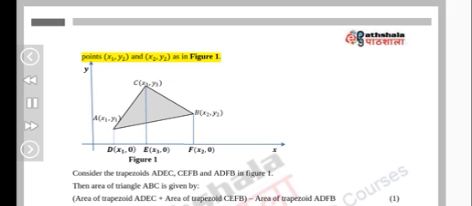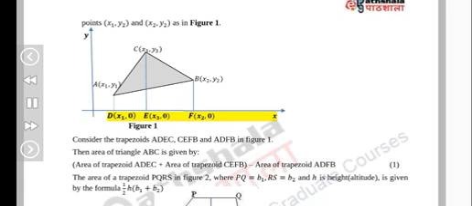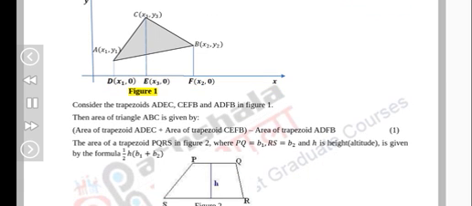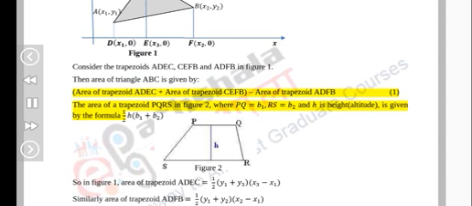points (x1, y1) and (x2, y2) as in figure 1. Consider the trapezoids ADEC, CEFB and ADFB in figure 1. Then area of triangle ABC is given by area of trapezoid ADEC plus area of trapezoid CEFB minus area of trapezoid ADFB. The area of a trapezoid PQRS in figure 2, where PQ equals b1, RS equals b2 and h is height (altitude), is given by the formula 1/2 h (b1 plus b2).